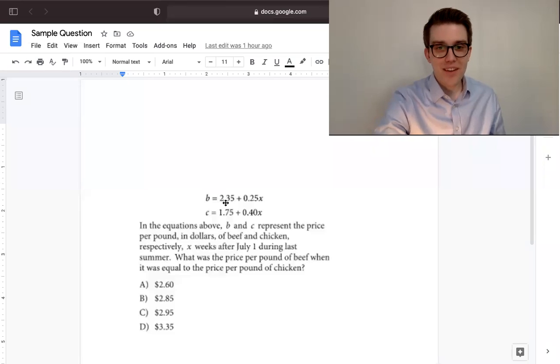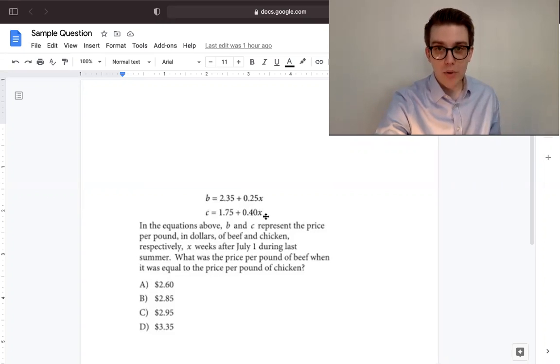All right, so the problem begins by giving us two equations, one for B and one for C. It then says in the equations above, B and C represent the price per pound in dollars of beef and chicken, respectively. And this is at x weeks after July 1st during last summer. What was the price per pound of beef, so B, when it was equal to the price per pound of chicken, or C? In other words, it's asking what is B when B equals C?